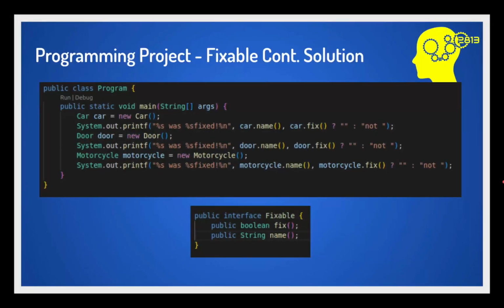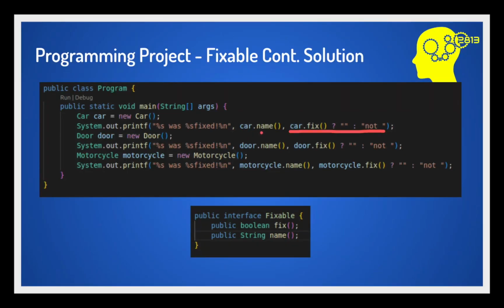Okay, now let's take a look at the solution for this project. So remember, our interface, Fixable, had methods fix and name, and since Car, Door, and Motorcycle all implement Fixable, they all will have a name and fix method. So for Car, let's just explain this really quickly. How this formatting works is, for this part at least, you have your condition in the front, so car.fix, and then it says, okay, if it's true, then do this. If it's false, then do that.